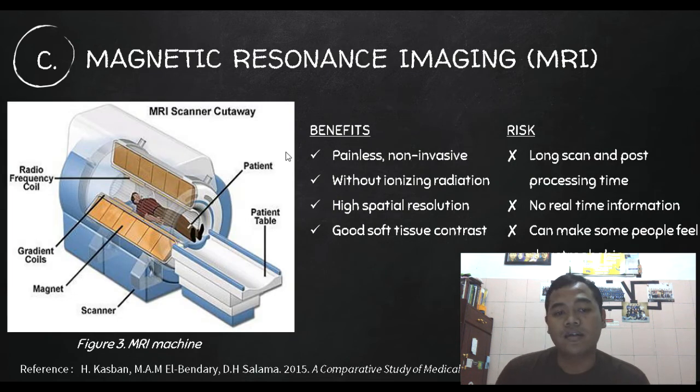Okay, we go to the MRI. MRI, or magnetic resonance imaging, is a diagnostic technology that uses magnetic and radio frequency fields to image the body tissue. The benefit of MRI is that it is non-invasive and painless. MRI is using a magnetic field, so this device does not use ionizing radiation, and it has high spatial resolution and good soft tissue contrast. But MRI has risks. There is a long scan and post-processing time, no real-time information like CT scan, and in this device, the patient will lie on the patient table. Because of the narrow space, some patients can feel claustrophobic.